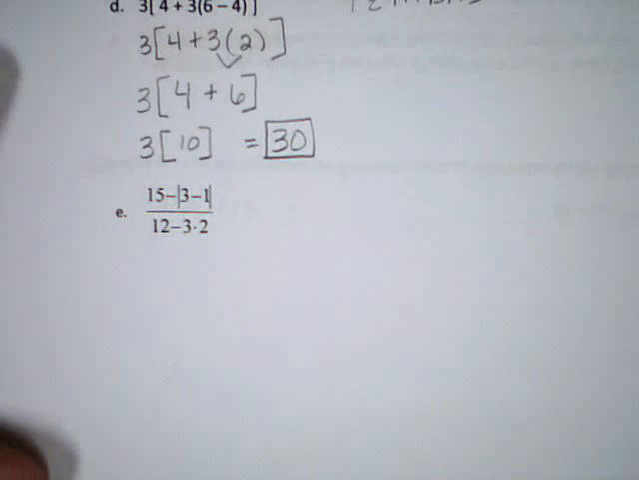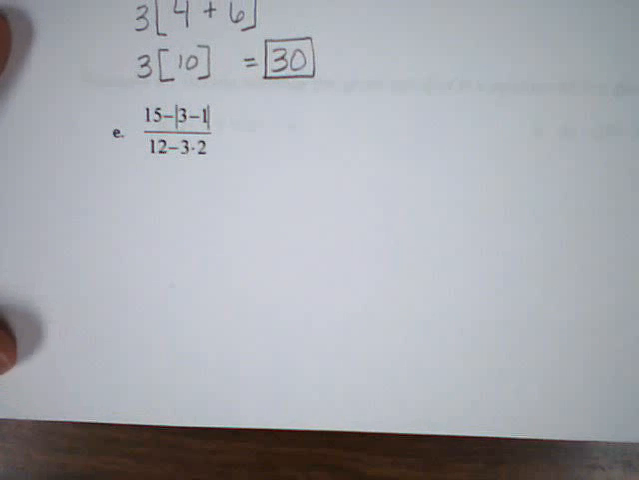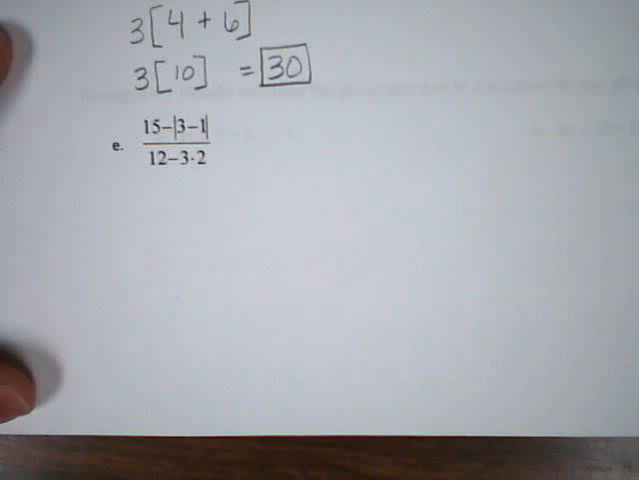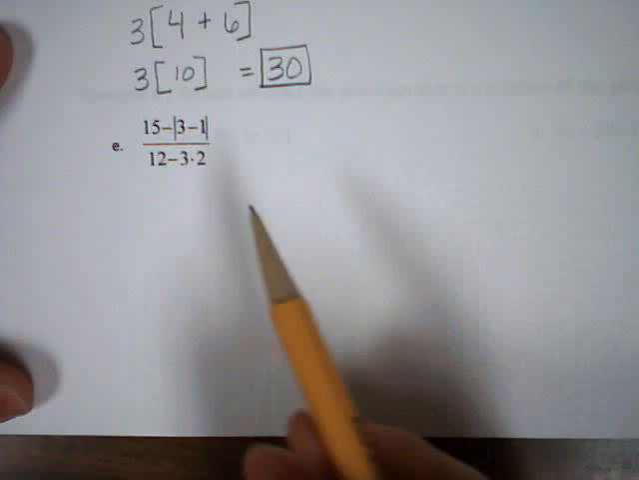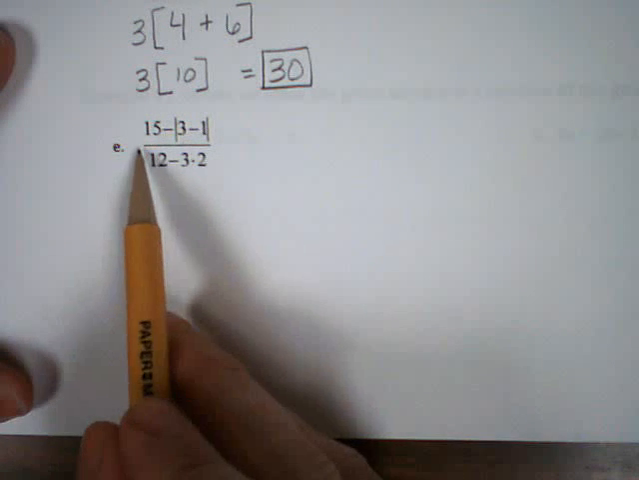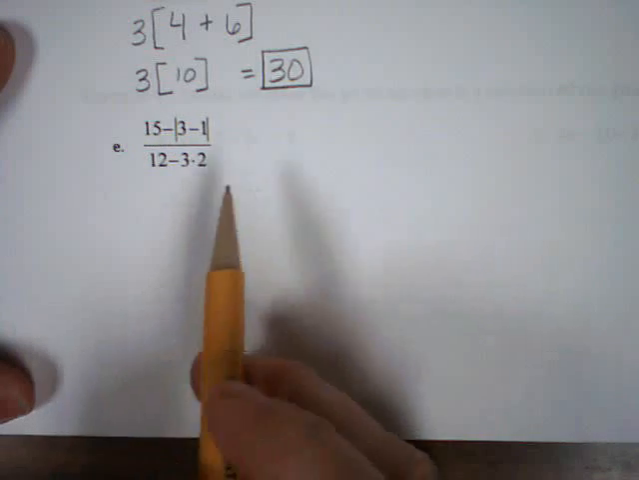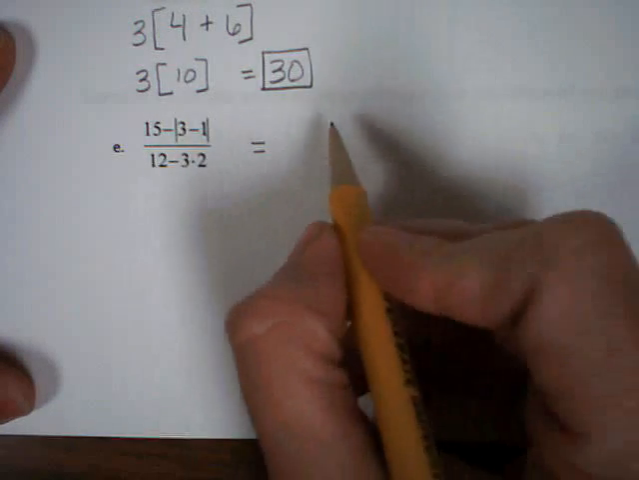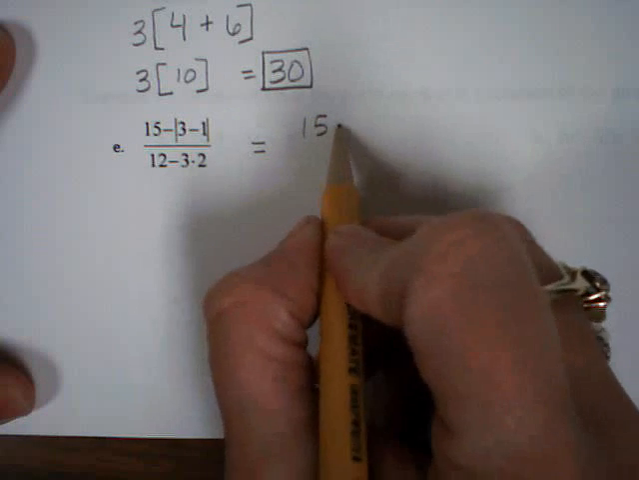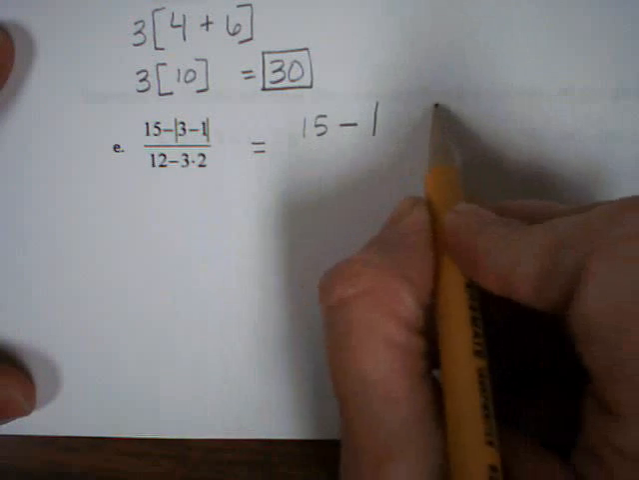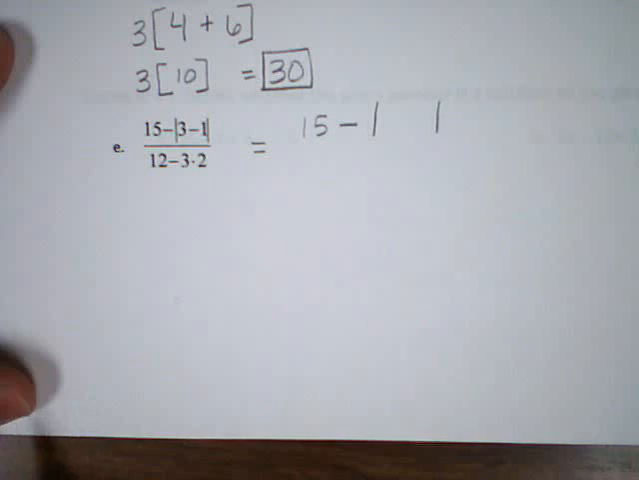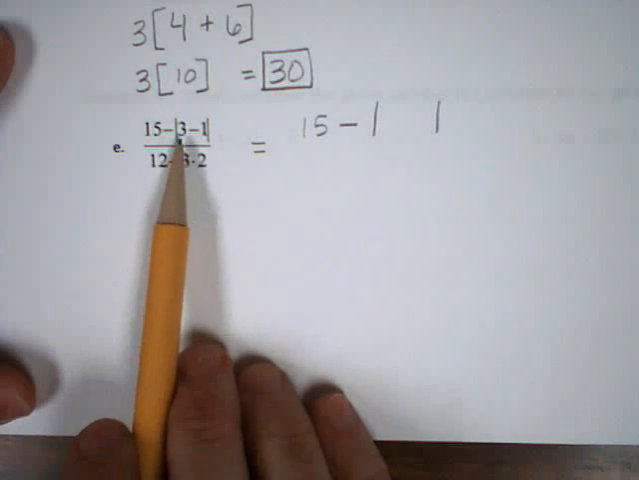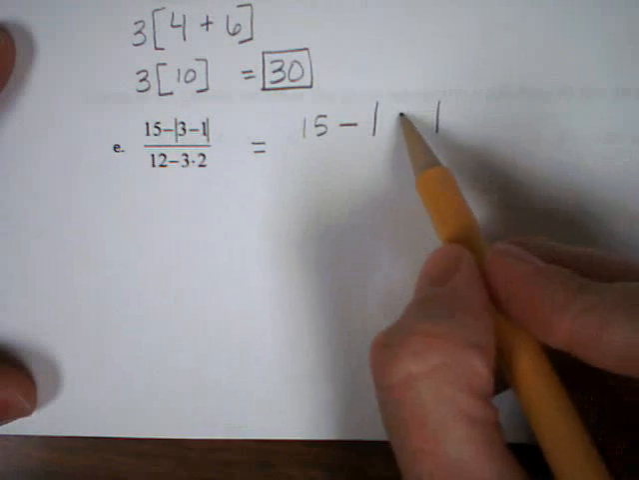Part E. We have another grouping symbol that we talked about in section 1.2, and that's the absolute value bars. And then again, also the fraction bar. If I start with the numerator, the top part of the fraction, 15 minus, within those absolute value bars, I have subtraction. So 3 minus 1 would be 2.